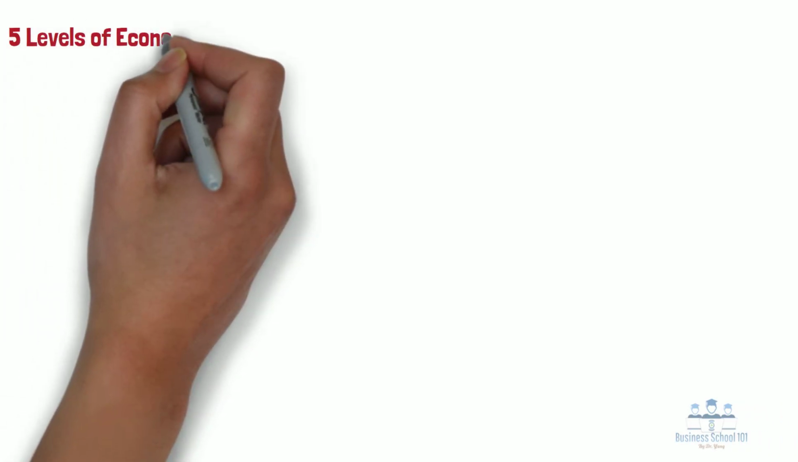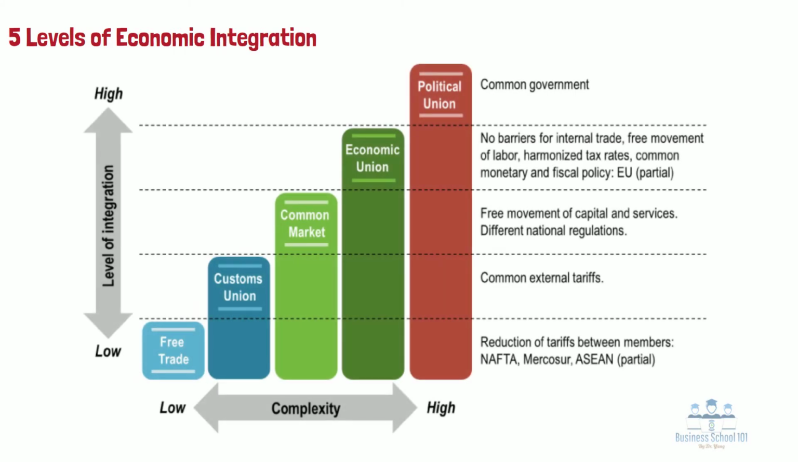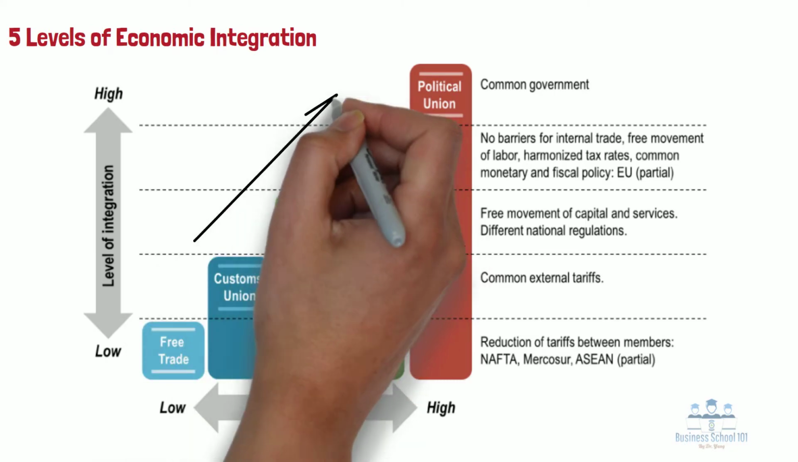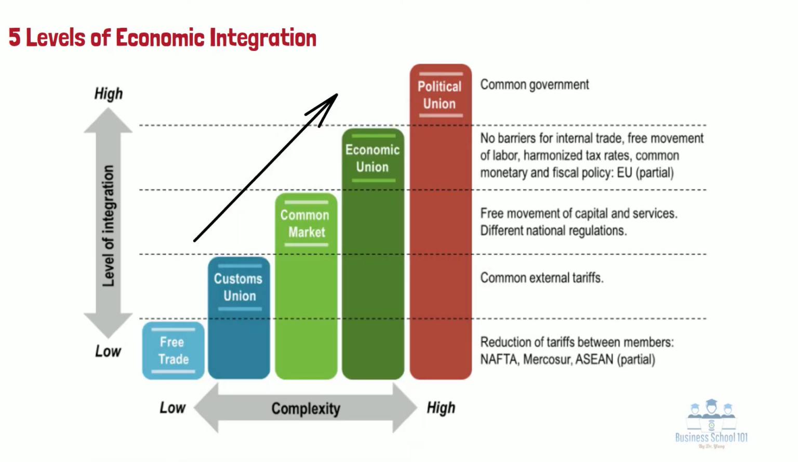There are 5 levels of economic integration that are possible in theory. From least integrated to most integrated, they are free trade area, a customs union, a common market, an economic union, and finally, a full political union. Let's discuss each of them individually.